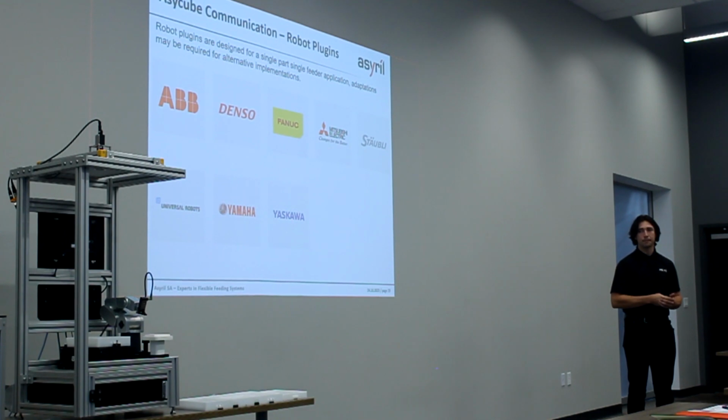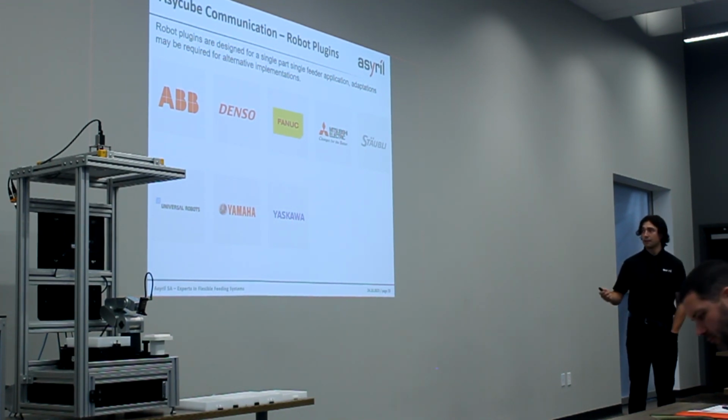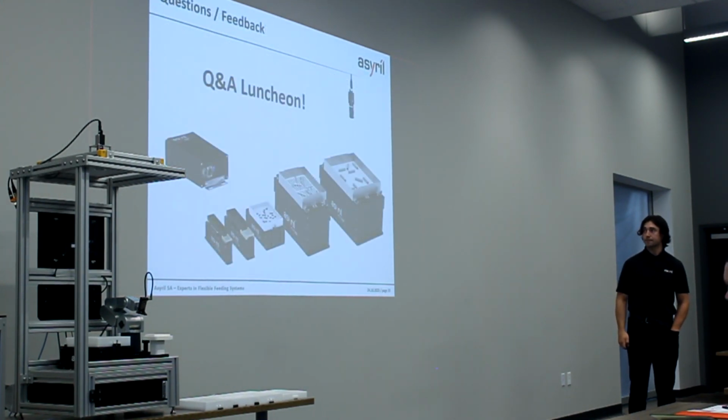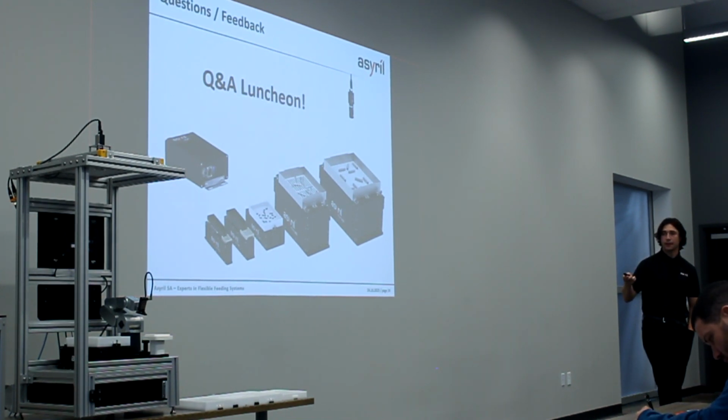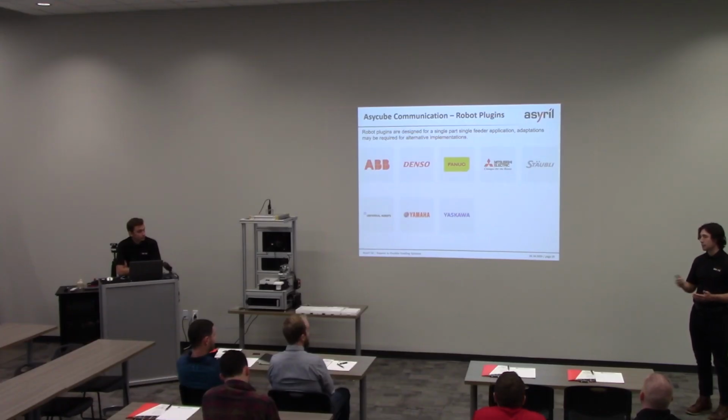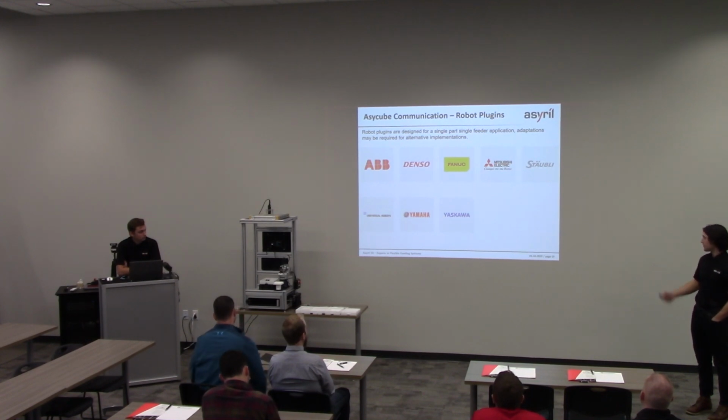Similar to the iPlus controller, we also offer a handful of plugins for major robot brands. Once again, these are those single feeder, single part applications. Adaptations may be required, but we support the following for robot plugins. These are easy to get started. They have all of our commands pre-programmed in. So you basically just download the plugin, install it onto your robot, make sure you're communicating, and then you can start a production cycle rather quickly.